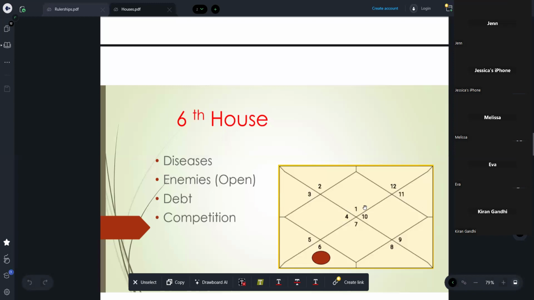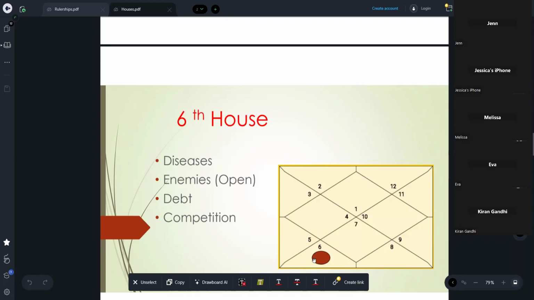So the first house is the house of health, because it's your physical body. It's going to tell me what kind of health you have, how your health is. A positive planet sitting in the first house, because it's your physical body, right? It's you entirely. How the first house is looking will tell me how your health is.